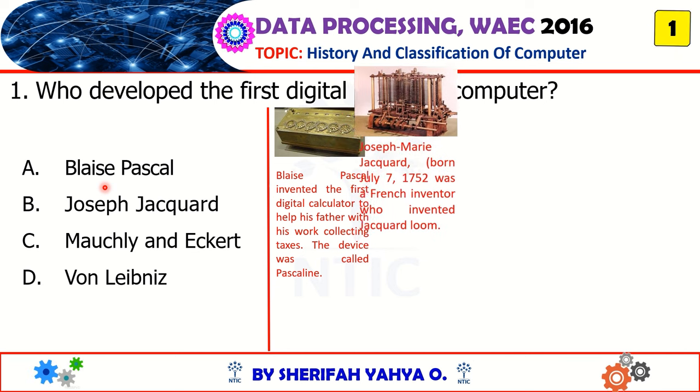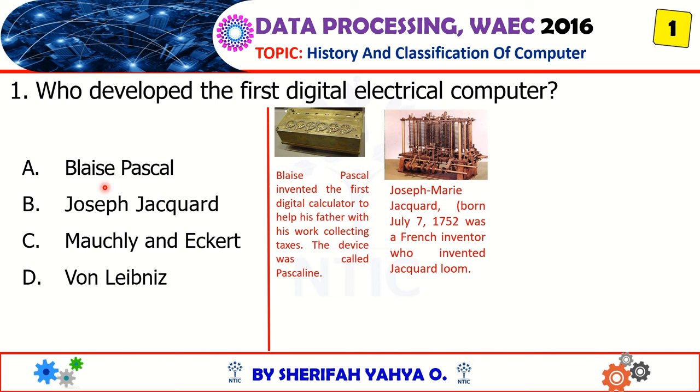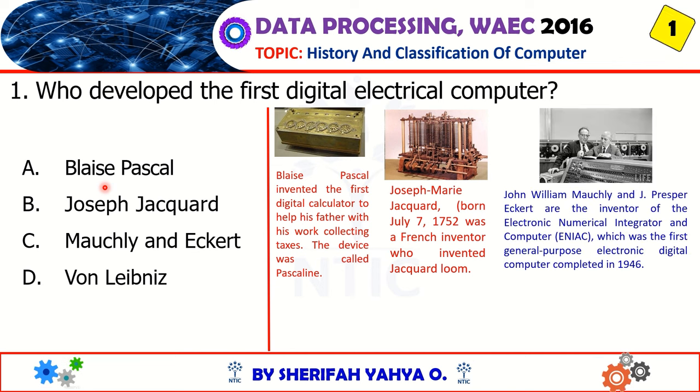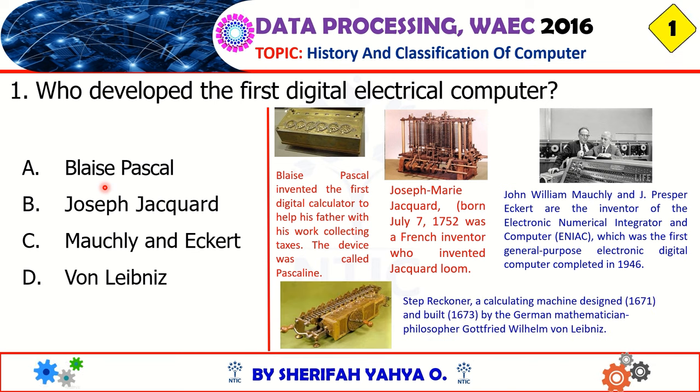B. Joseph Jaguard. Joseph Maria Jaguard was born in the year 1752 and was a French inventor who invented the Jaguar's loom. Matley and Eckert were inventors who invented the Electronic Numerical Integrator and Computer, ENIAC, which was the first general purpose electronic digital computer, completed in the year 1946. Von Leibniz, a German mathematician and philosopher, developed the step reckoner, a calculating machine, which was designed in the year 1671 and built in the year 1673.